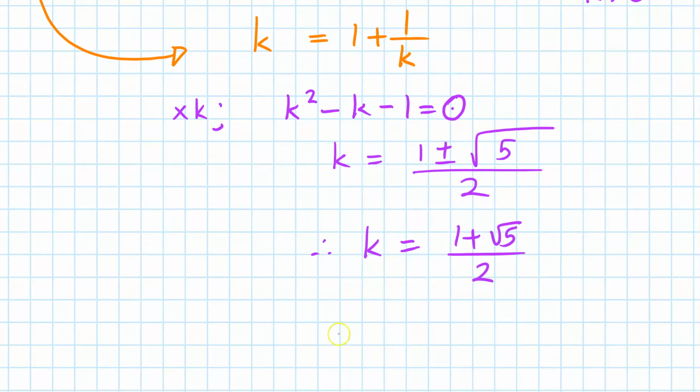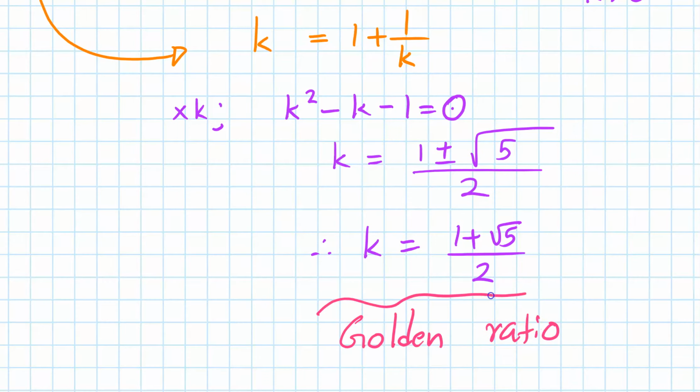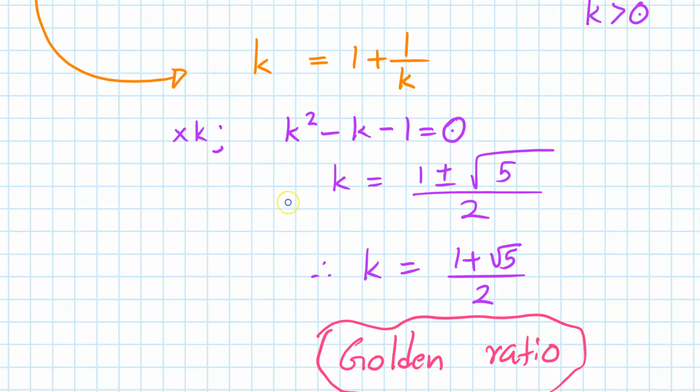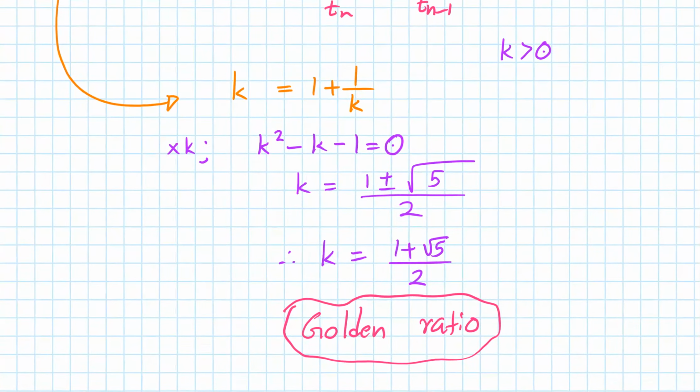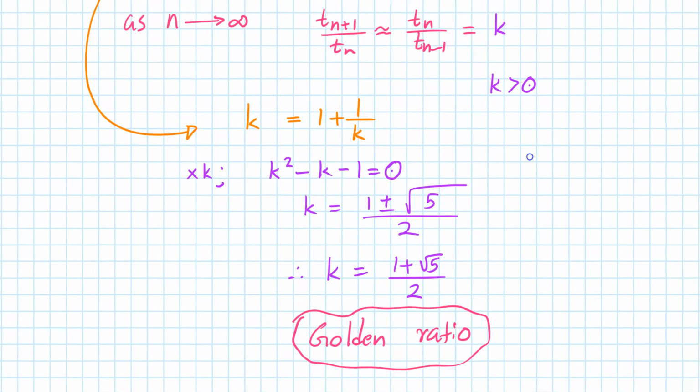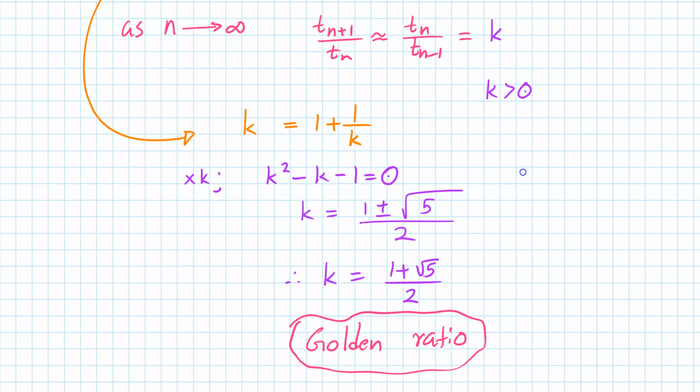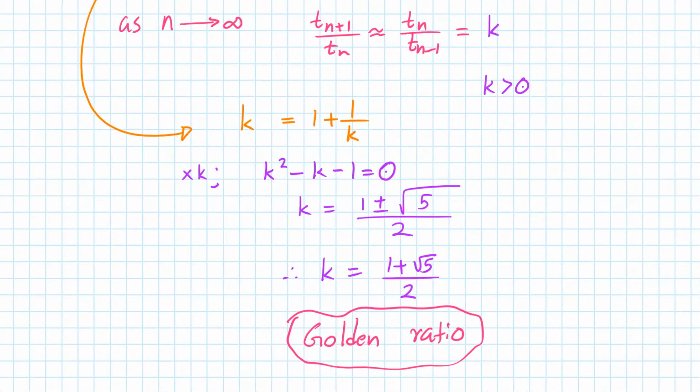This is in fact the golden ratio, which means the ratio between two consecutive terms in a Fibonacci sequence, the tn plus 1 on tn in that order, in that ratio, is equal to the golden ratio.